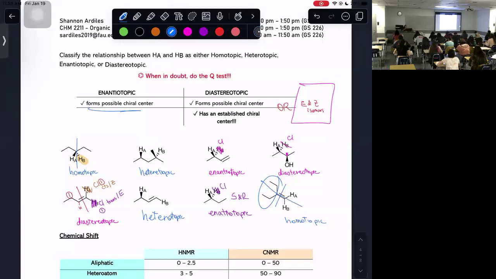Okay. Questions on how to use those terms? Yes. That's just the configuration for a chiral center. Okay. Other questions? We're good? Okay.